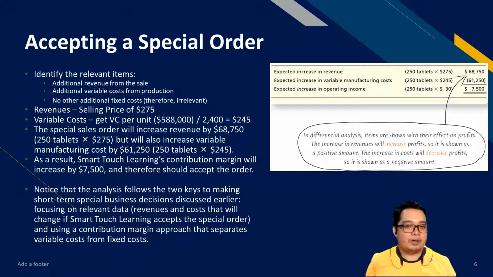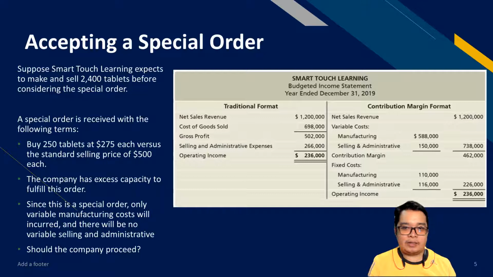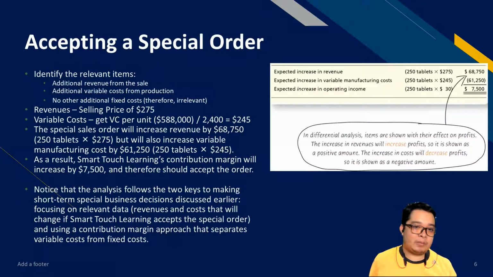Okay? If you look at revenues, the selling price is $275 based on the terms. The variable cost, we need to get the variable cost per unit, and that is 588,000, which, if we go back to the previous slide, 588,000 is the amount of the variable manufacturing cost, and divide that by 2,400 units in the budget. So the variable manufacturing cost is $245.